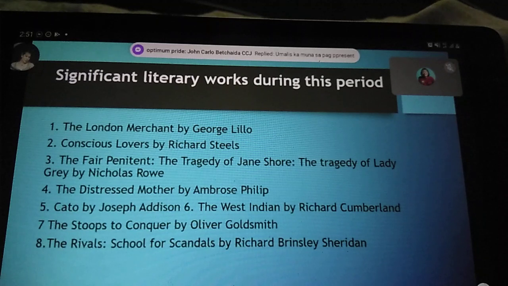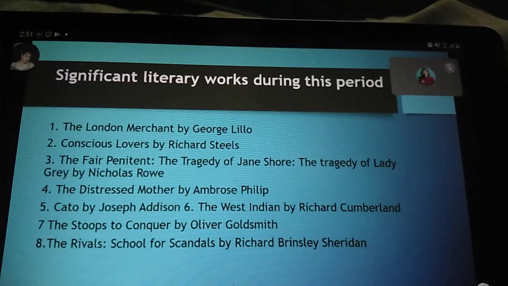Significant literary works during this period: The London Merchant by George Lillo, The Conscious Lovers by Richard Steele, The Fair Penitent, The Tragedy of Jane Shore, The Tragedy of Lady Jane Grey by Nicholas Rowe, Cato by Joseph Addison, The West Indian by Richard Cumberland, She Stoops to Conquer by Oliver Goldsmith, The Rivals and The School for Scandal by Richard Brinsley Sheridan.